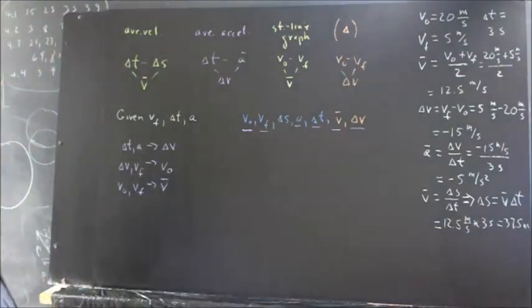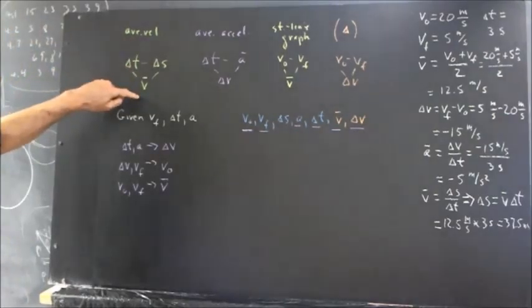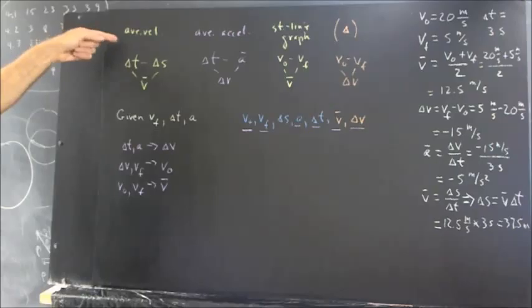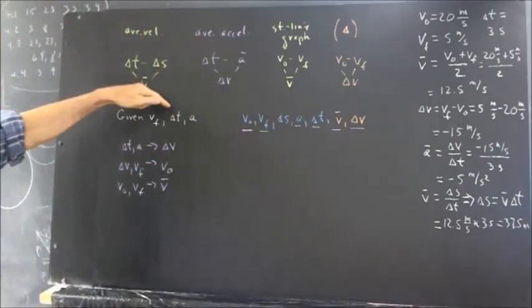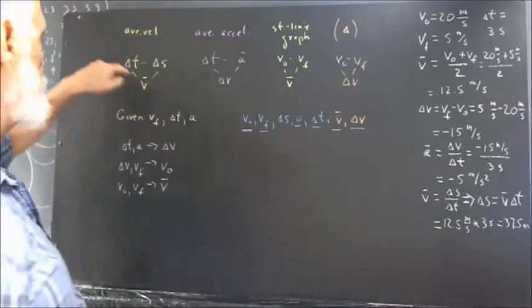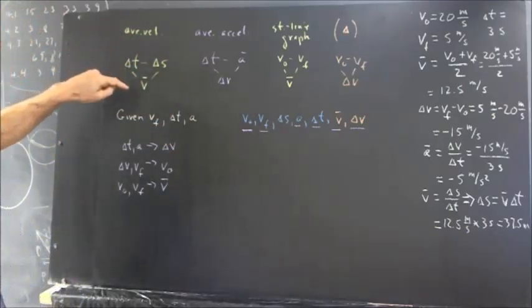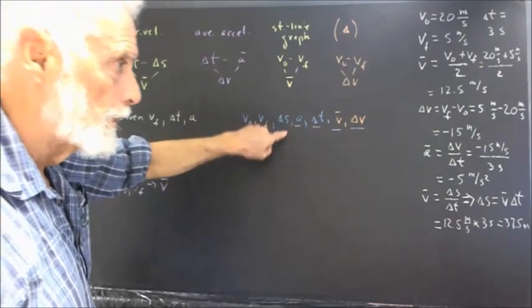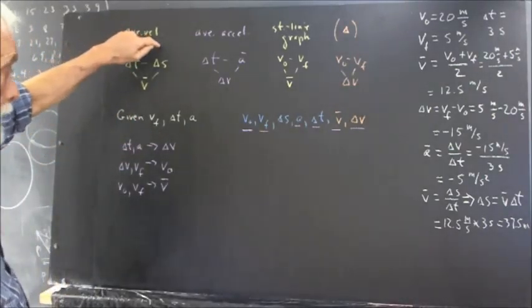Well, now we know delta S and V bar, which go together in this triangle. They would give us delta T, but we don't need that. We already know delta T. Okay, that was one of our given quantities. So what else is delta S related to? Delta S and delta T are related to V bar. Well, it's delta S that we're trying to find. So knowing delta T and V bar, we can get delta S.